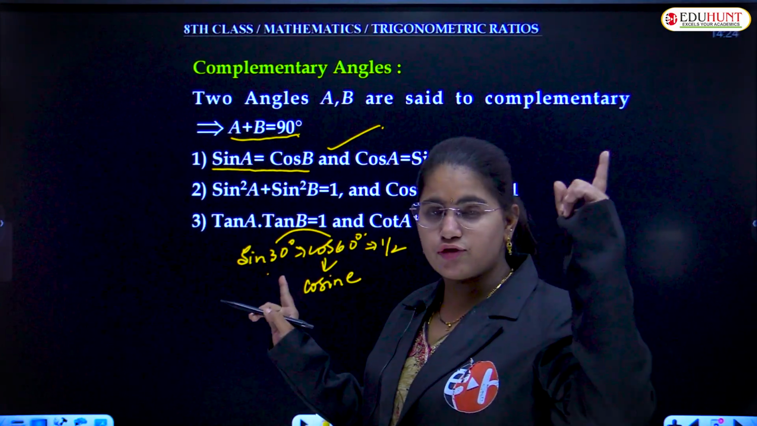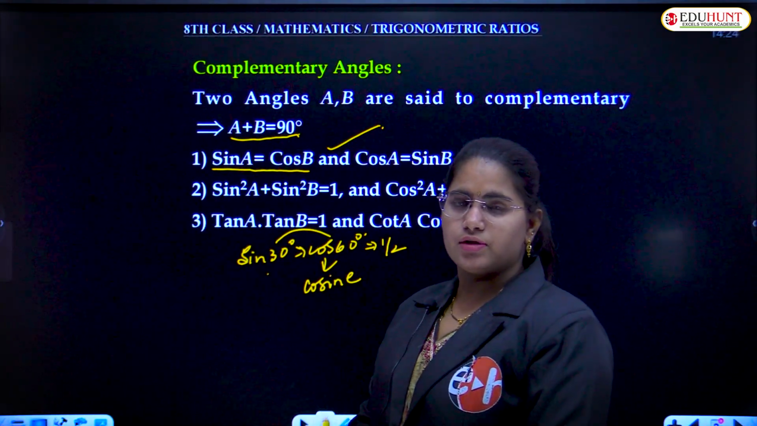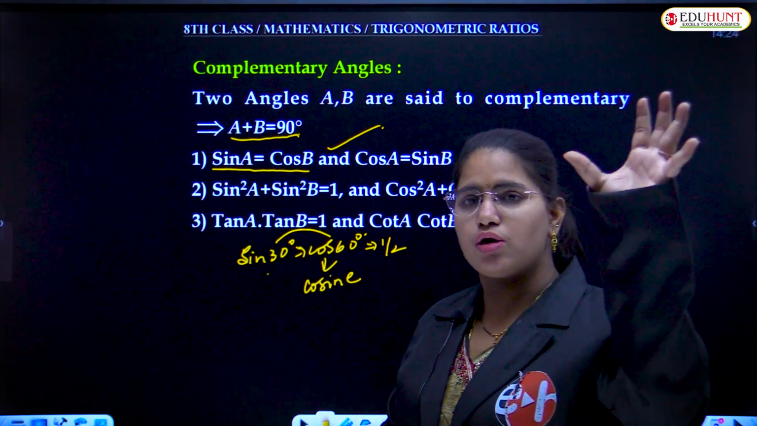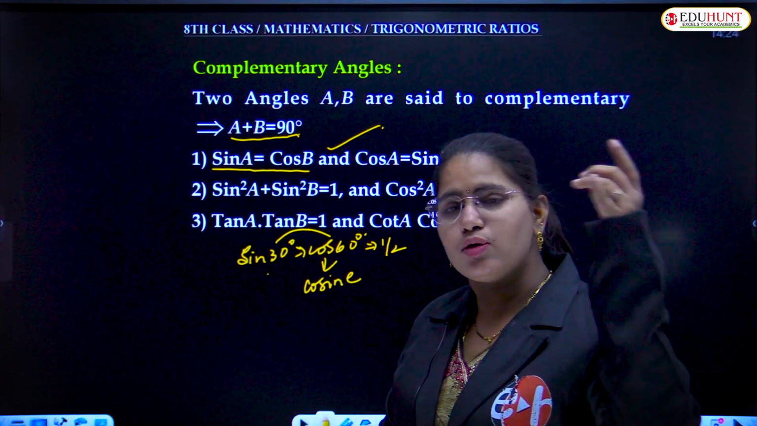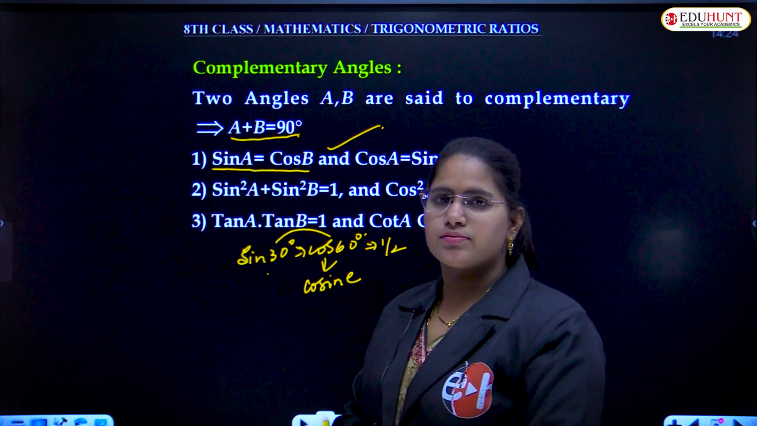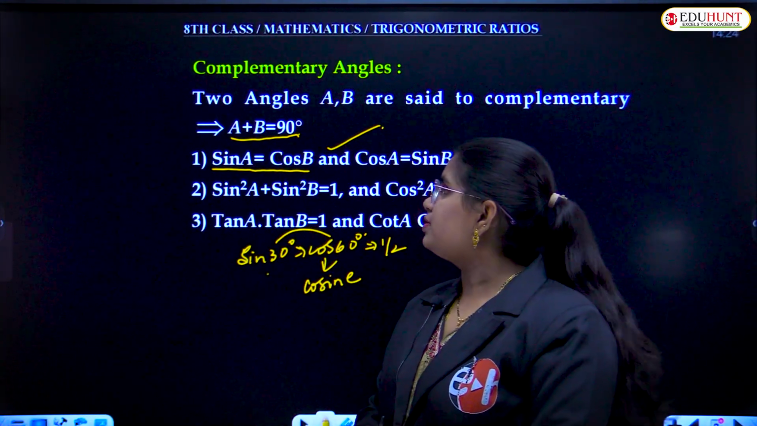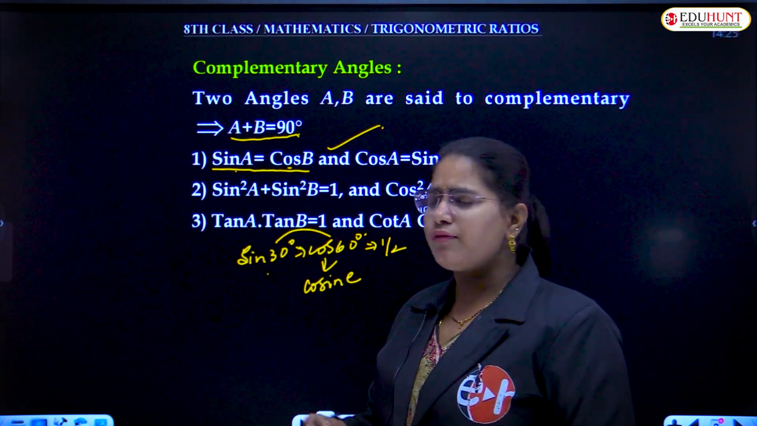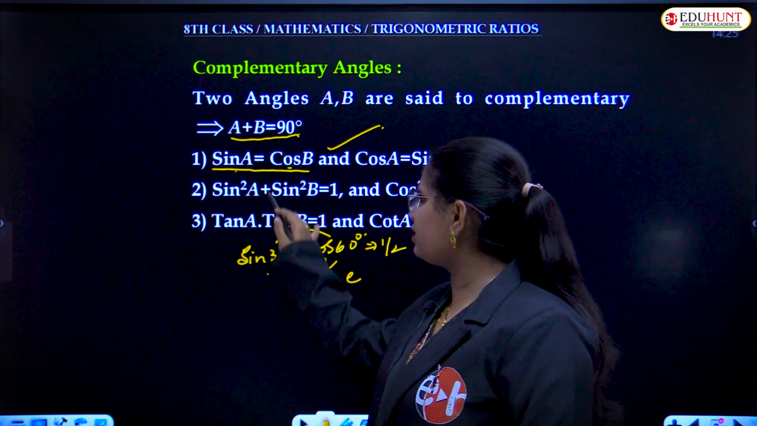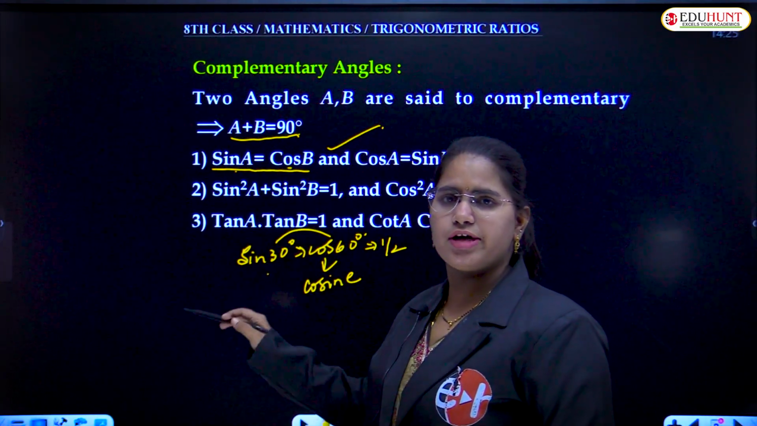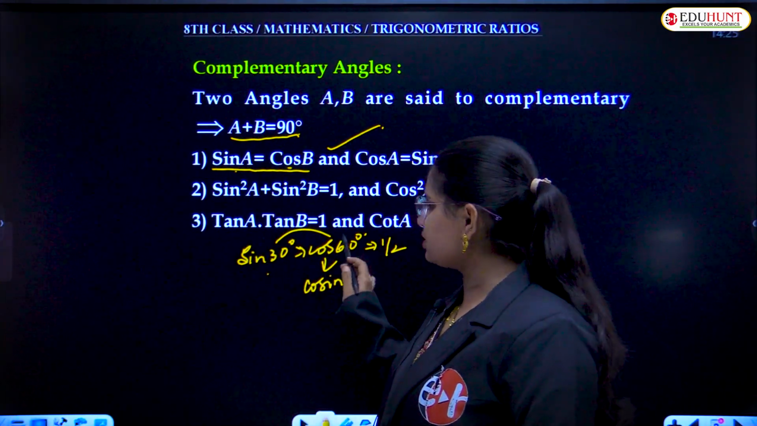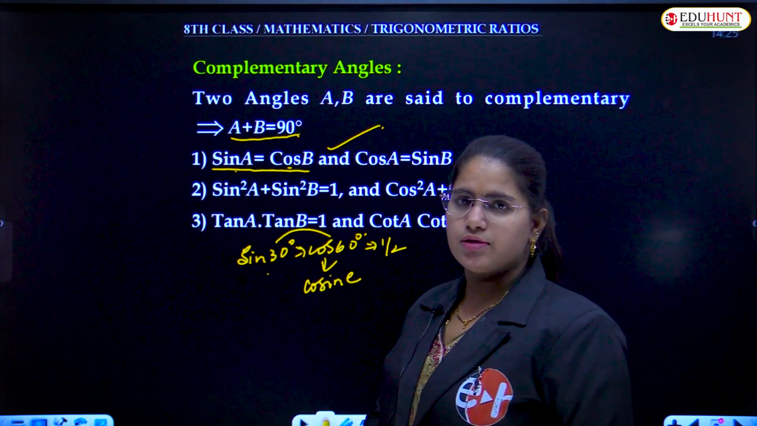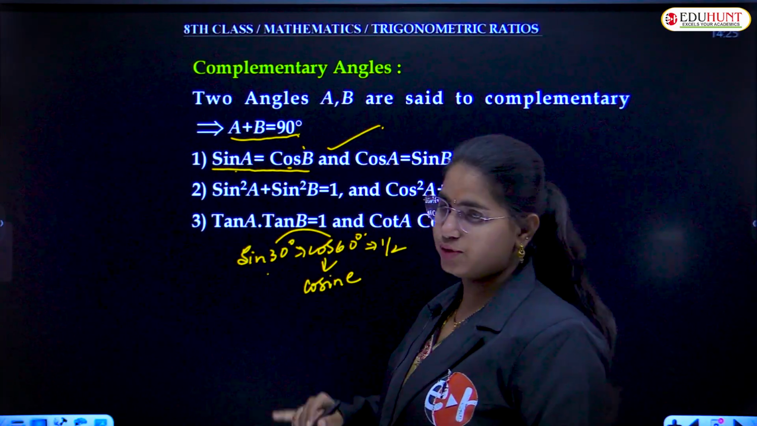I taught you this on the first day of the session, and I request you to go and watch all such videos and then come back to this. Understood? So, sin A is equal to cos B. Here itself I am proving it with a great example: 30 plus 60 is equal to 90, and both are equal to 1 by 2. This is the first derivation I can prove.